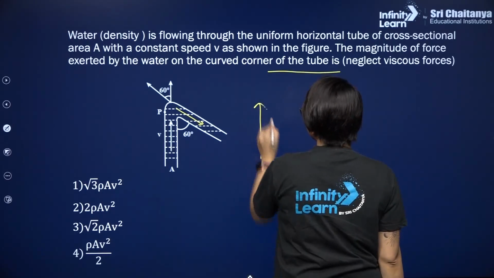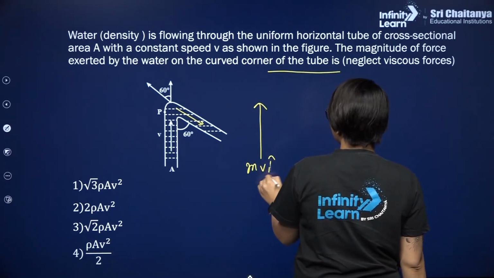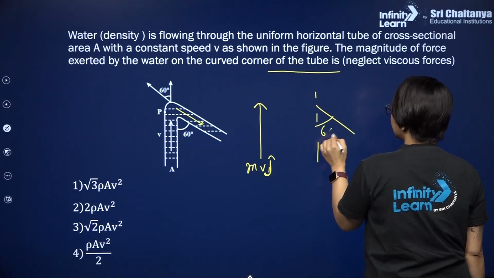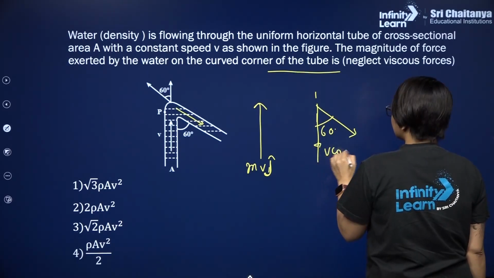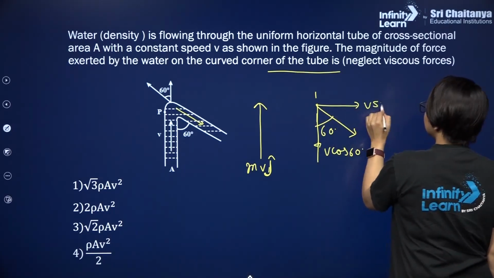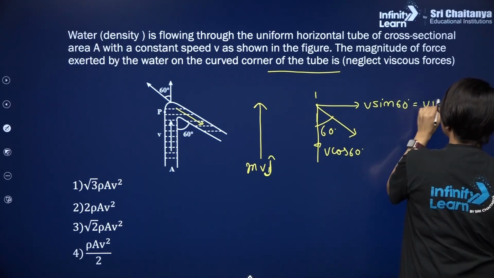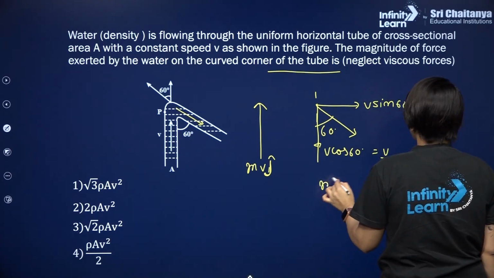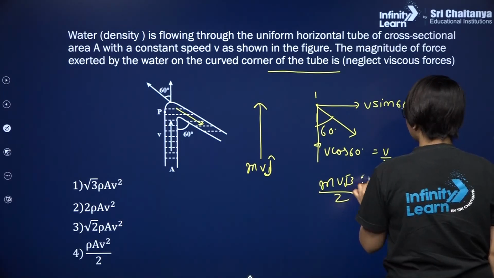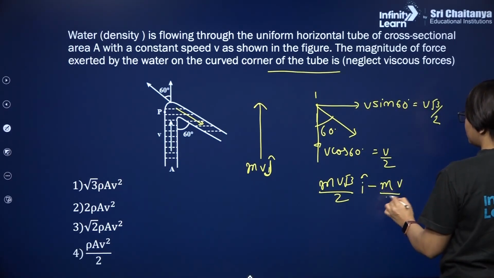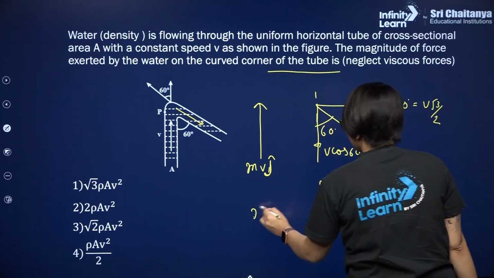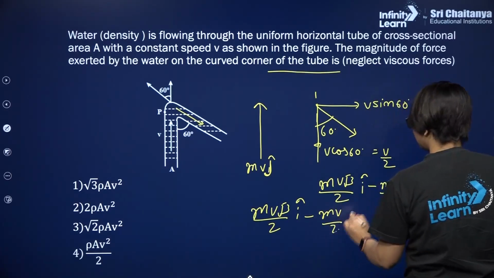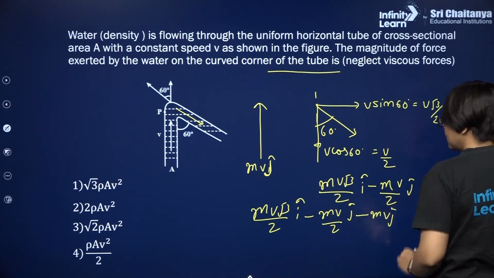So initial momentum is mv j cap, and after crossing the curved corner, its velocity will be making an angle of 60 degree. So this will be v cos 60 degree, and this is v sin 60 degree, right. So it is v root 3 by 2, and this is equal to v by 2. So over here final momentum will be mv root 3 by 2 i cap minus mv by 2 j cap. So change in momentum is mv root 3 by 2 i cap minus mv by 2 j cap minus mv j cap.